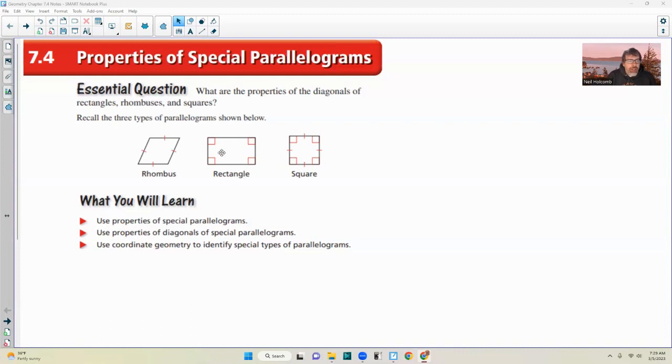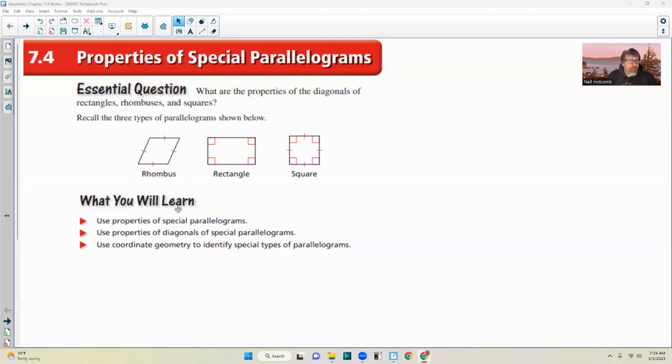A rectangle is a four-sided figure where opposite sides are congruent and parallel, but all four sides are not congruent. So the length is greater than the width. Actually a square is also a rectangle, but a rectangle in general has one side longer than the other, removing it from the square category. And squares have all four sides congruent and all four angles 90.